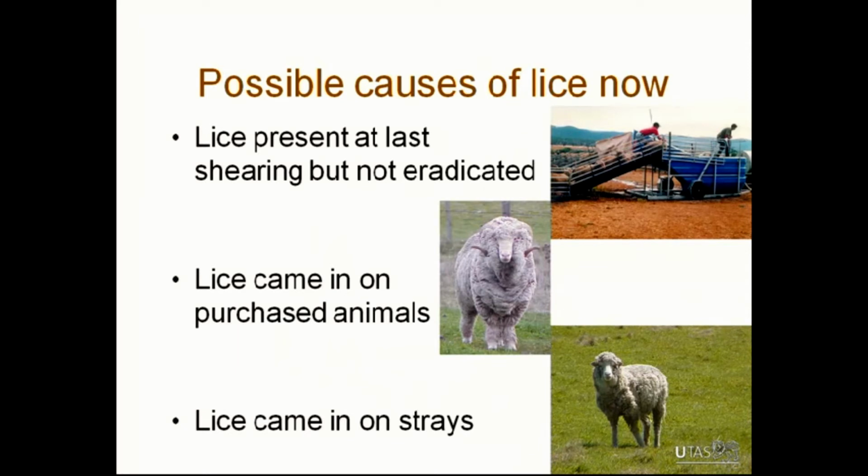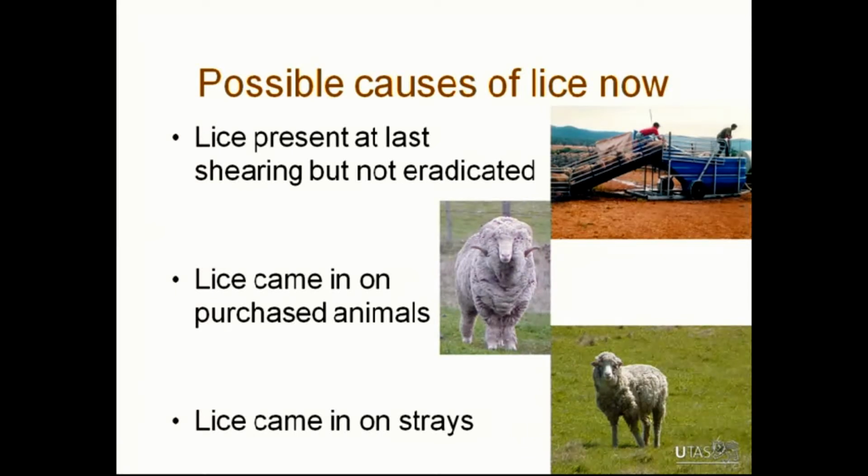And there are three reasons why you might have lice in your sheep at your current shearing. One is that you had them 12 months ago at your previous shearing and you treated them but you failed to eradicate. So they might be leftover lice from 12 months ago. Or you might have bought animals and these brought lice in with them. Or they might have come in as strays.